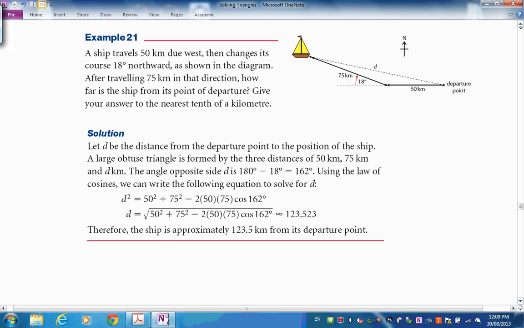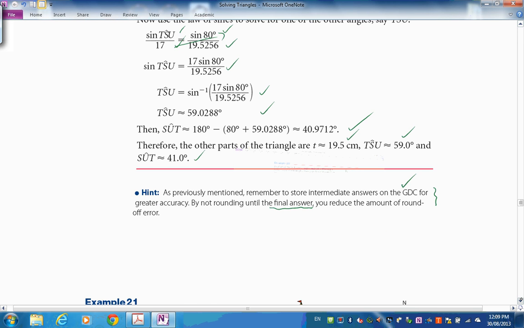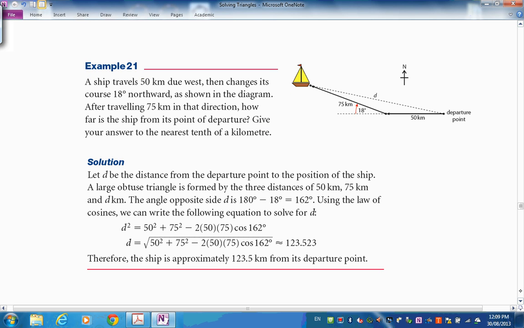Okay, so let's have a look now at the next one, example 21. A ship travels 50 kilometres due west. Here's the departure point, west is that way, and 50 kilometres, then changes its course to 18 degrees northward, swings 18 degrees northward, and goes 75 kilometres. How far is the ship from its point of departure? So we want d there. Have we got enough information?